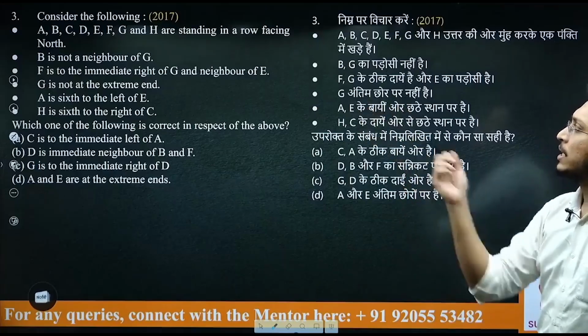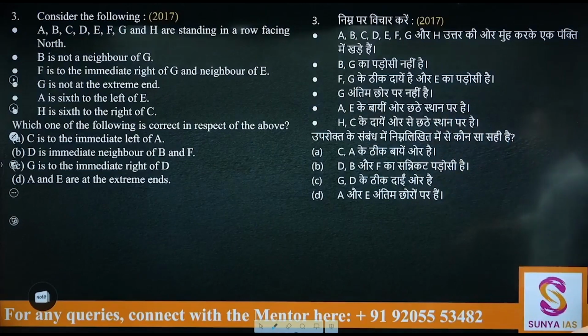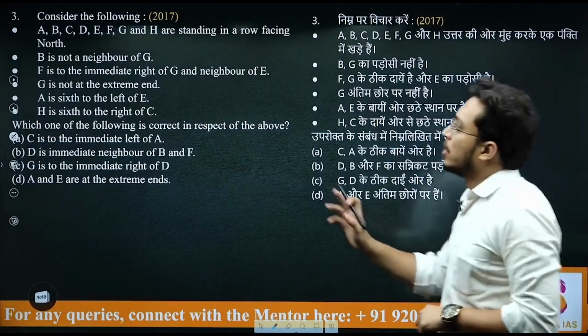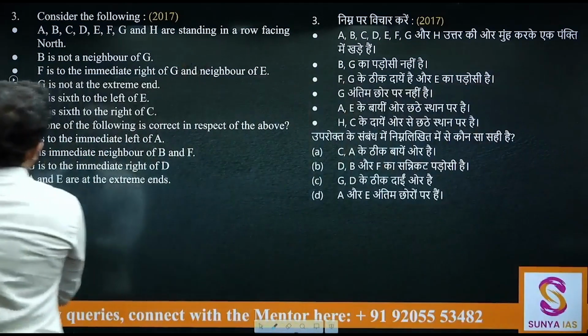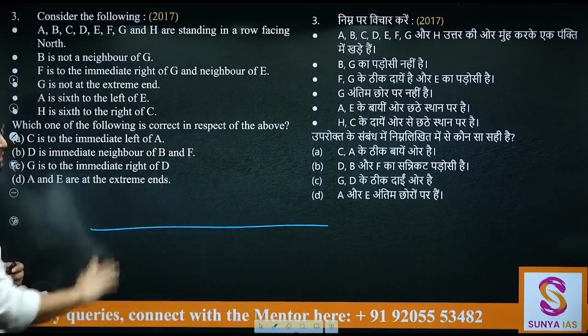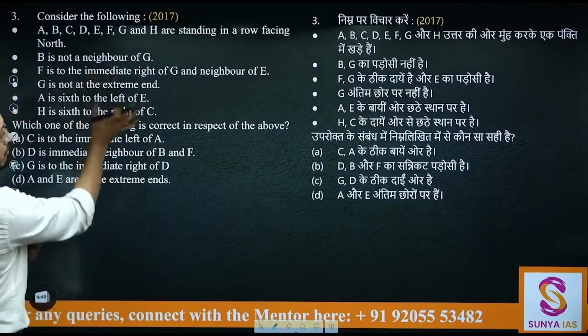It says, consider the following. You have these people, they are standing in a row facing north. So all of these are standing in a row, they are facing north. So you have total 8 people. Total 8 people are there, and let's say all of them are facing north.